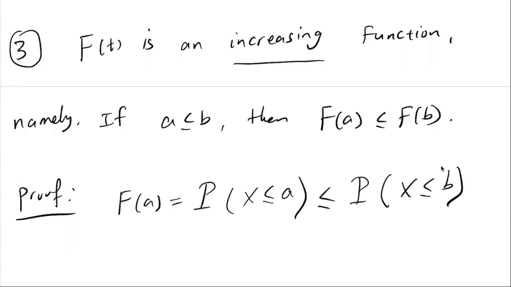And why is that? Because look at the events here. We are calculating probability of X less than or equal to A here. Our event here is X less than or equal to A. And our event on this side of the inequality is X less than or equal to B. But B is bigger than A. So this event here is a subset of this event.